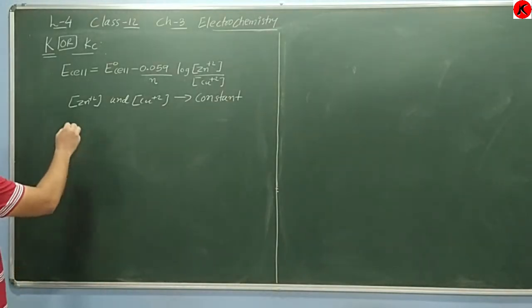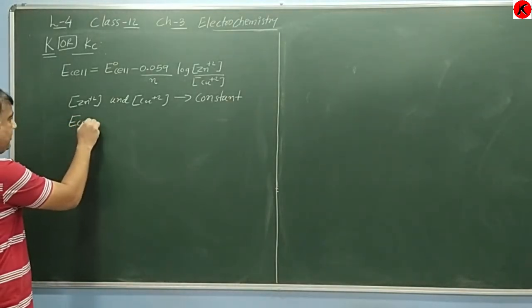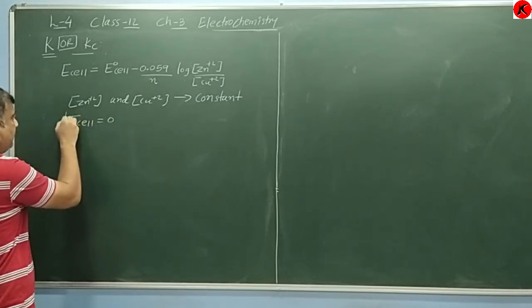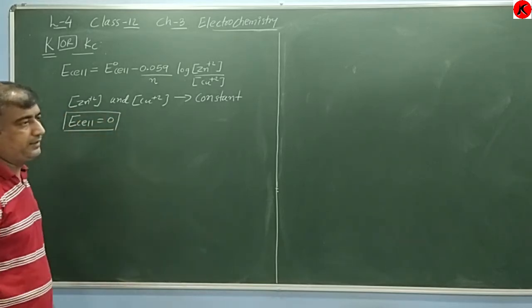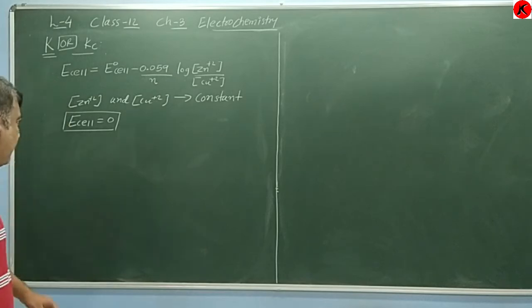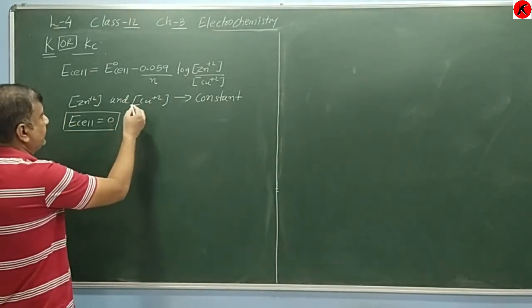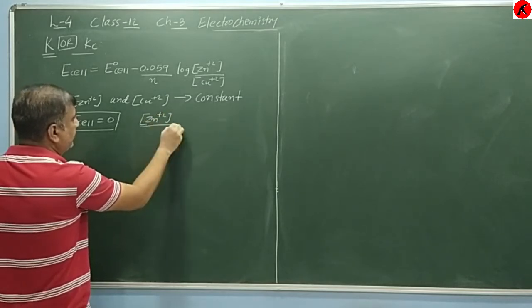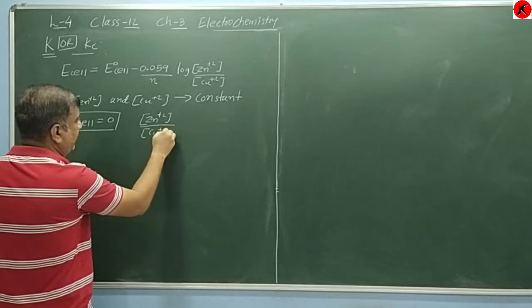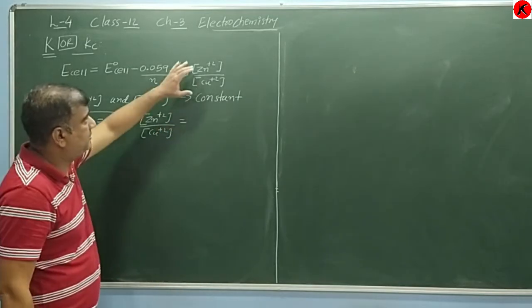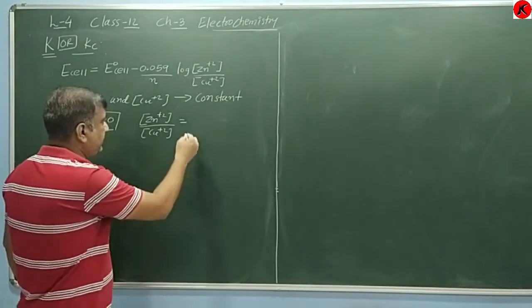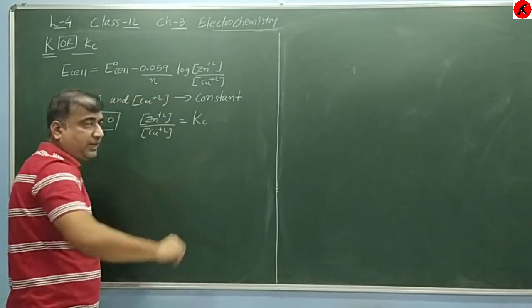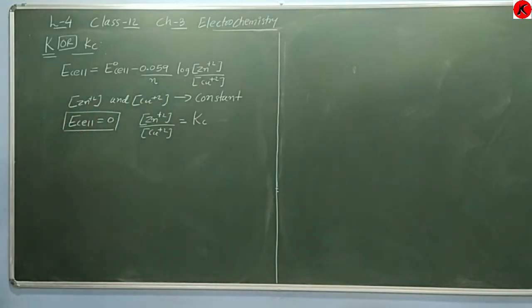In this situation, E cell is 0. There is no reading in the voltmeter. That means E cell becomes 0, and the concentration of Zn plus 2 divided by Cu plus 2 we can write as Kc, that means the equilibrium constant.